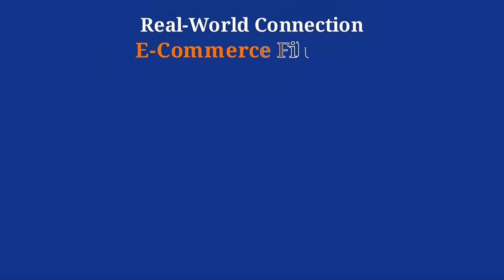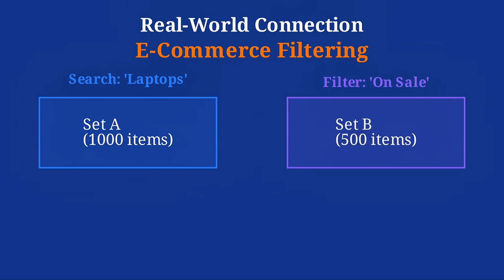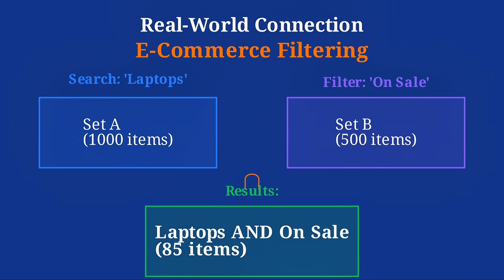You actually use intersection all the time. It has a very common real-world connection. Think about e-commerce filtering. When you search for laptops, the website finds all laptops. Let's call this set A. Then you click the On Sale filter. This finds all items that are on sale. We'll call this set B. What you see as the result is the intersection of those two sets. The website shows you only the items that are laptops and are on sale.